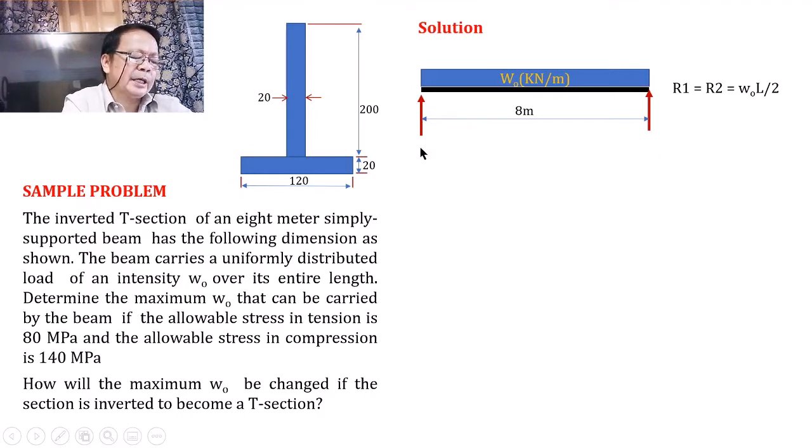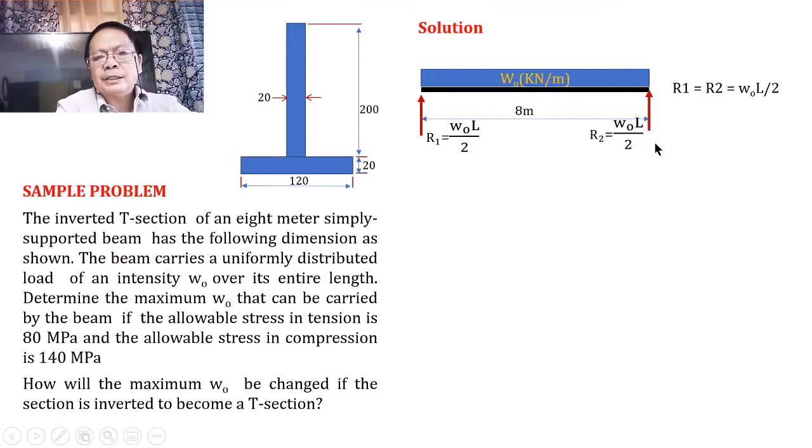Kaya kung ipapakita natin ito, meron tayong W sub O times L over 2 dito, ganoon din sa right support, W sub O times L over 2. Kaya kung isasubstitute natin yung ating length na 8 meters, it will just be equal to 4W. So for the meantime, ipinakita ko na munang W sub O kasi mahalaga na ma-recall natin ano ba yung resulting reactions kapag meron tayong uniformly distributed load, and that is equal to W sub O multiplied by L divided by 2.